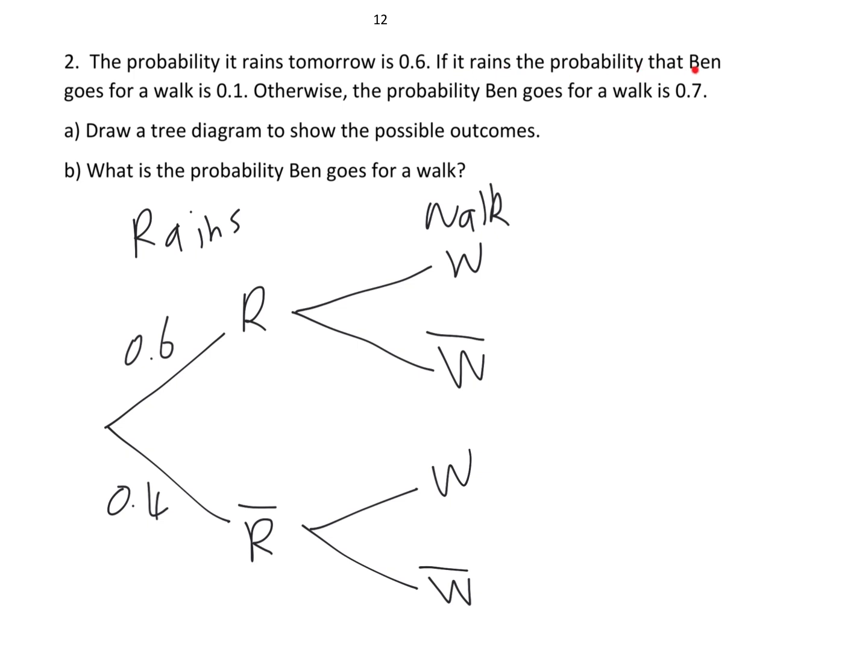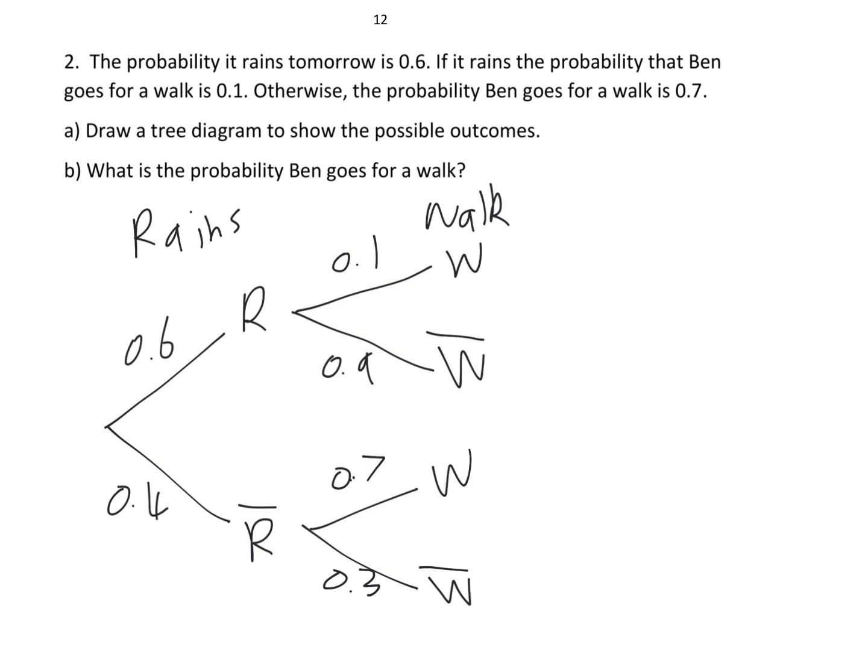If it rains, the probability that Ben goes for a walk is 0.1. So it's important that this is attached to rain. Raining is attached to going for a walk 0.1. That means the chances that he doesn't go for a walk if it rains is 0.9. Otherwise, so that means if it doesn't rain, the probability Ben goes for a walk is 0.7. That means the chance that he doesn't go for a walk is 0.3. These should always add up to 1 and then 1, but they're different based on if it rains or not. So another example of dependent events.